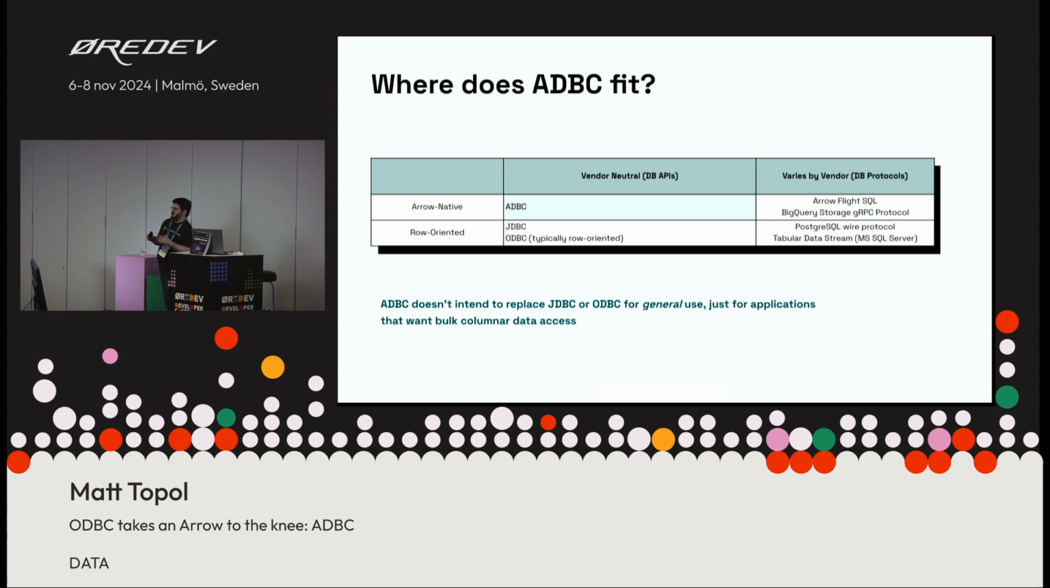Okay? If you're doing transactional interactions, ODBC and JDBC are fine. You're not going to get much of a benefit using ADBC for a pure transactional row-by-row workflow. But if you're doing anything with bulk amounts of large data, ADBC is going to be beneficial.